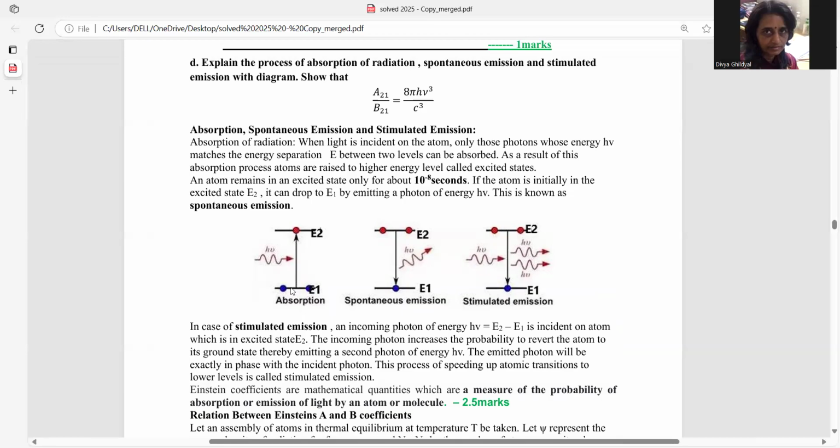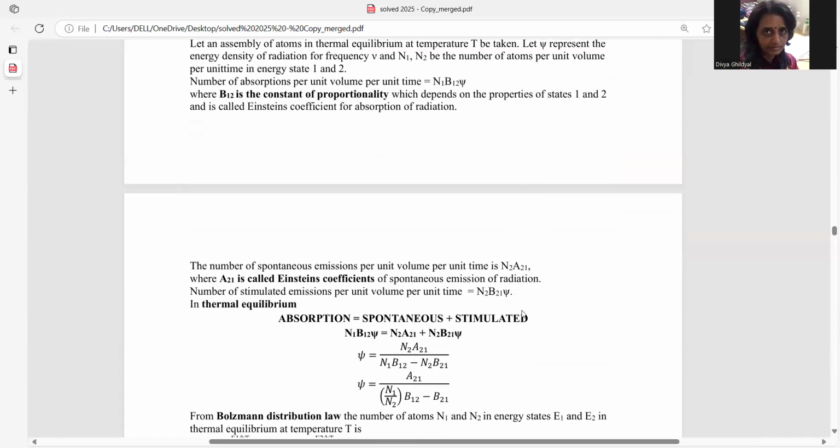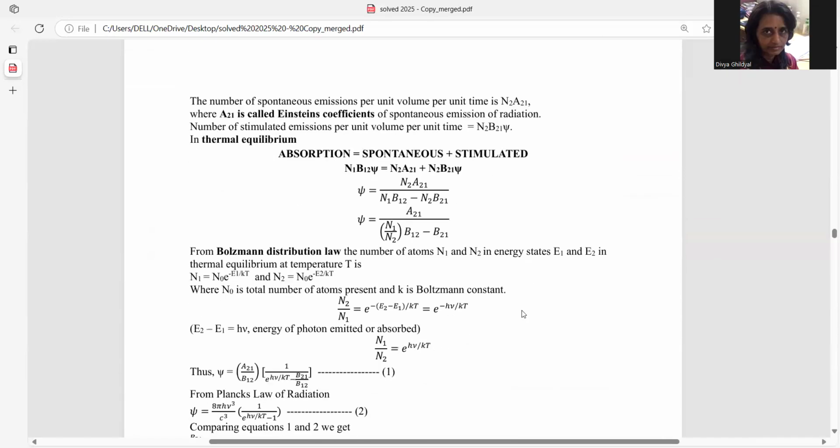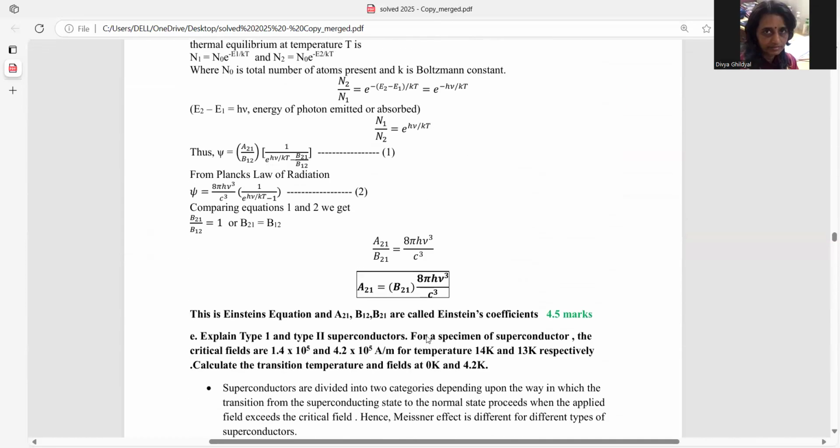So show the diagram. See, this is getting absorbed, stays here, comes down on its own. It is spontaneous. When you give an external source of energy, it becomes stimulated. Okay, then you derive the expression for relation between Einstein coefficients, that absorption is equal to spontaneous plus stimulated, and you get the answer.